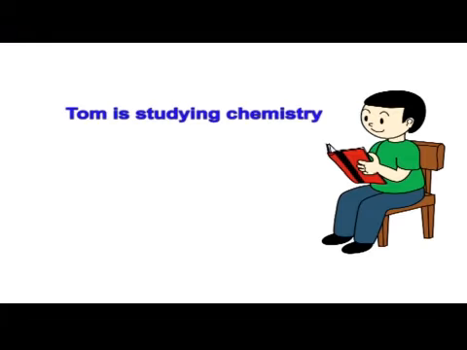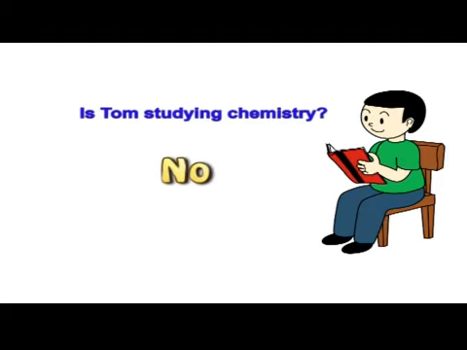Let me illustrate this with some examples. Consider the sentence, Tom is studying chemistry. Here all three criteria combine to identify Tom as the subject. Now, consider the sentence, is Tom studying chemistry? This sentence involves the subject auxiliary inversion of a yes or no question.